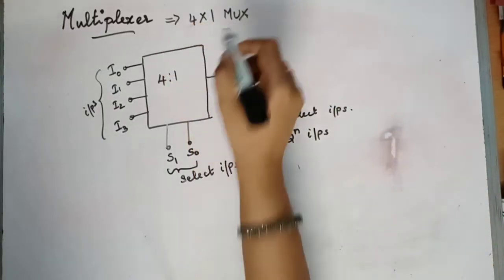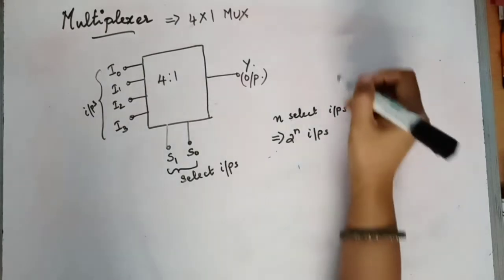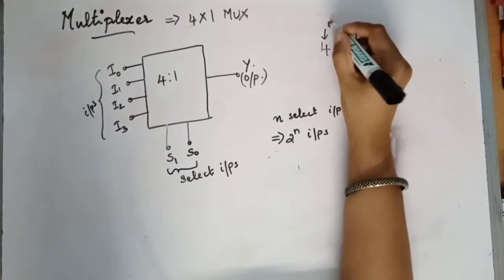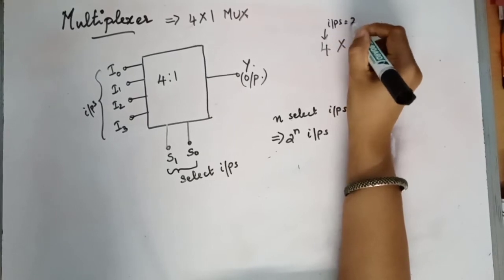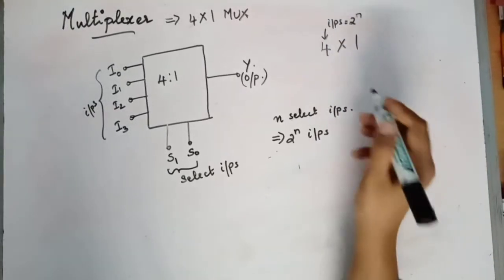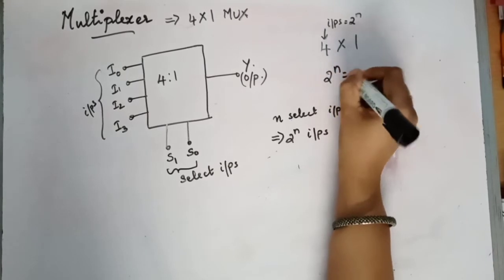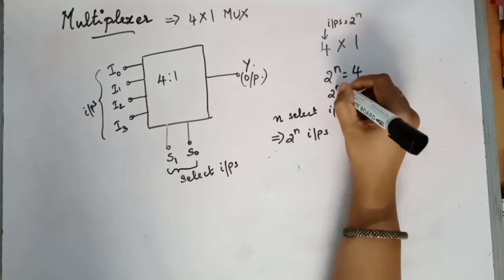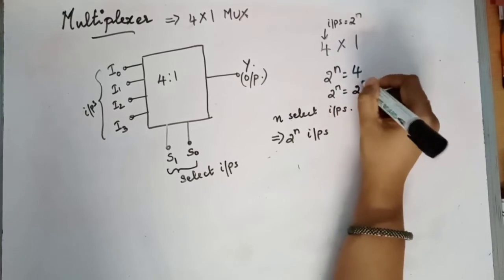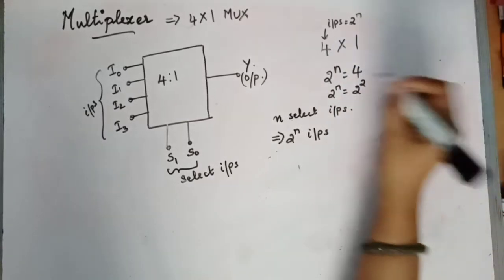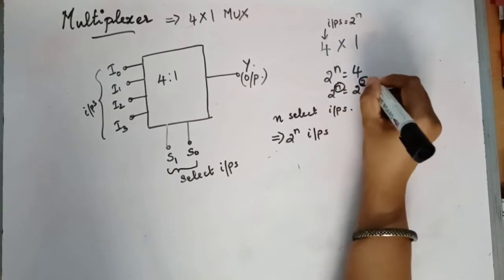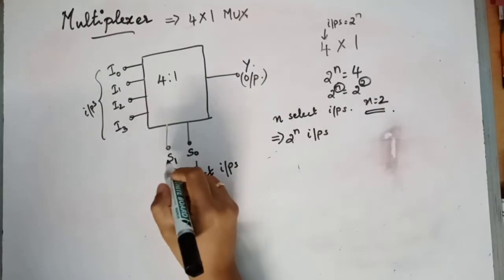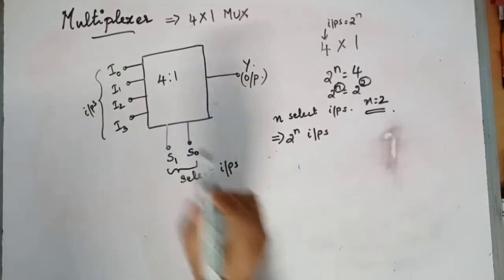So in a 4 by 1 mux, 4 is the number of inputs, that is 2 raised to n. So 2 raised to n is equal to 4. So 2 raised to n equal to 4 means 2 raised to n equal to 2 raised to 2. So n is equal to 2. That is why you have 2 select inputs here.